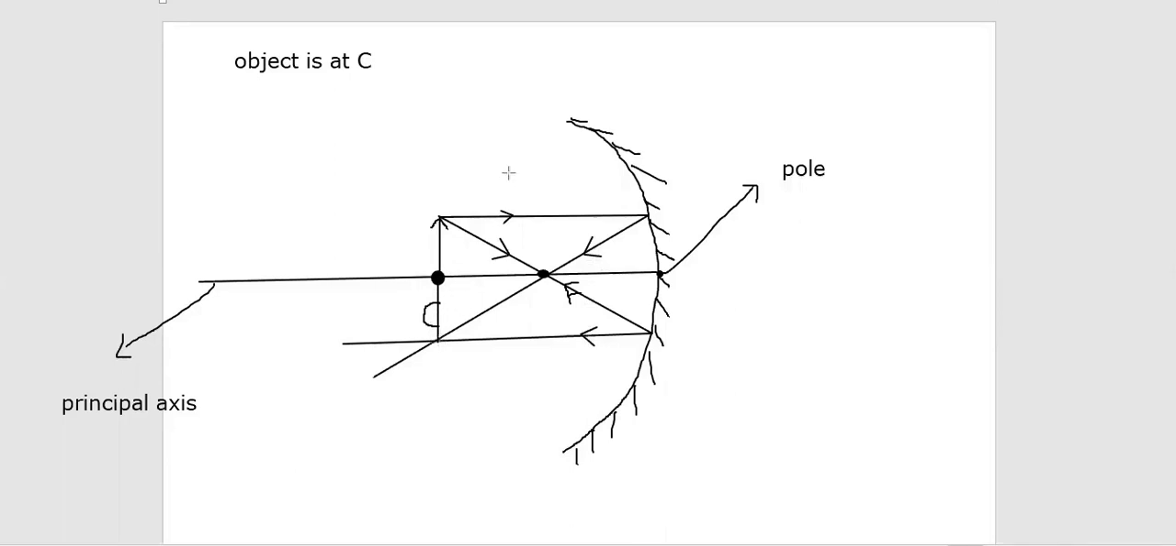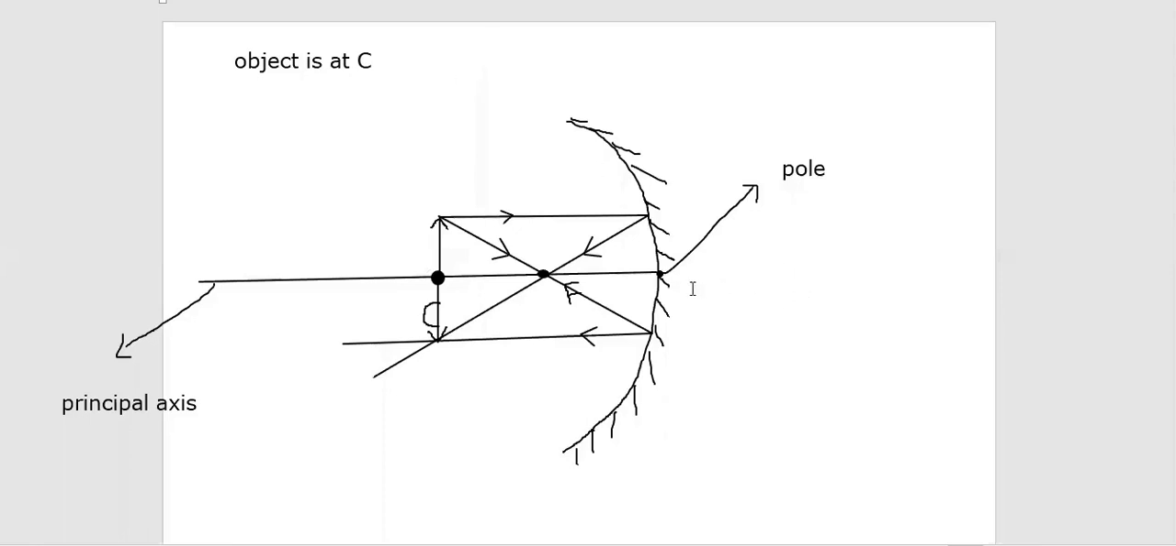Understood, everyone? That image you will be getting here. Where you will be getting the image? You will be getting the image at center of curvature compulsory. If an object is standing on center of curvature, you will be getting the image at center of curvature. Remember this one. Okay.